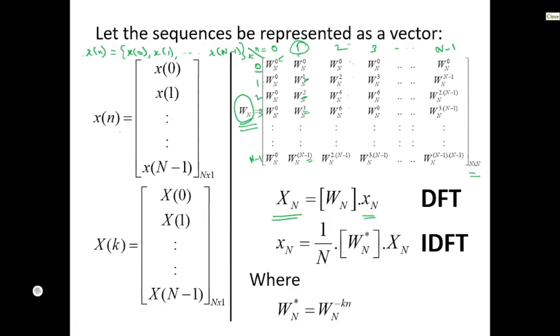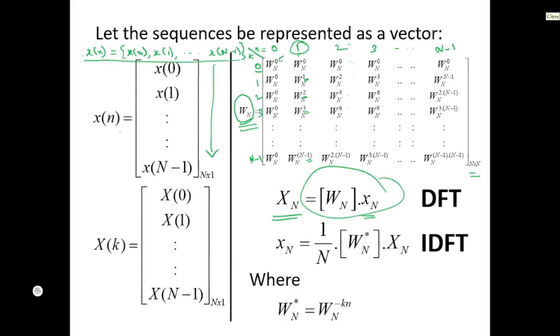Are you getting my point? In the question, you will be given in this form, but while writing it, you have to put it in the column wise manner. So we will be having X of k equals W_N, which is the twiddle factor matrix, multiplied by x of n. So here we have the matrix multiplication.